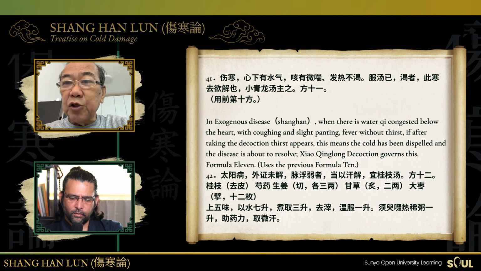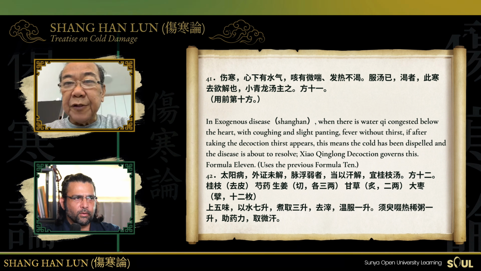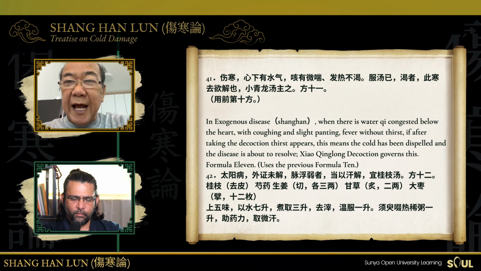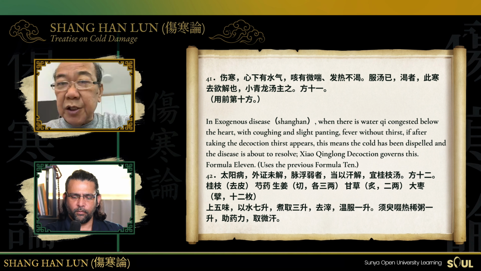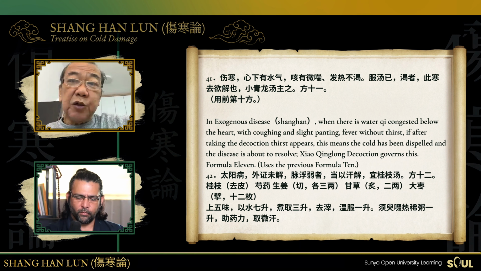How do you know that there's water congestion? First, coughing. When the water is in the lung, it causes coughing and panting. Coughing and panting is a sure sign that there's water retention inside the lung. Then for the upper stomach, bloating and sometimes with nausea. Now here is very important: fever without thirst. Fever without thirst means there's no dehydration. Fever with thirst, you have to suspect dehydration, which is opposite to water retention.